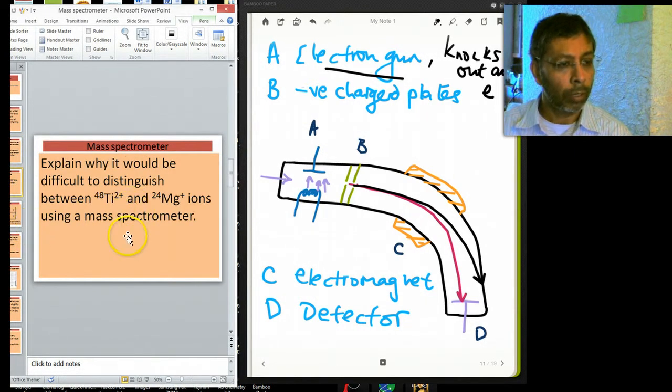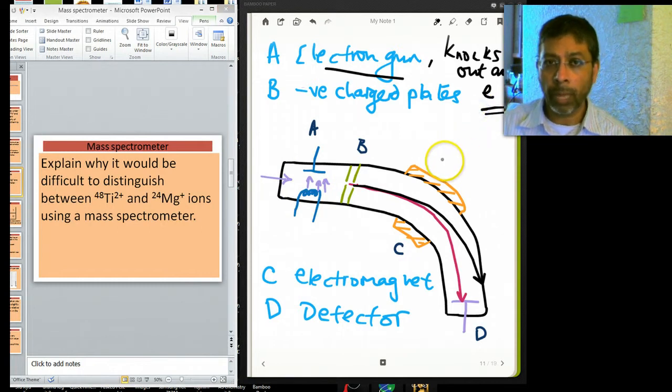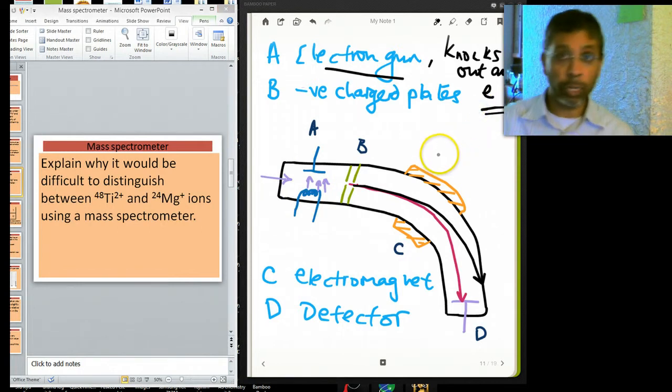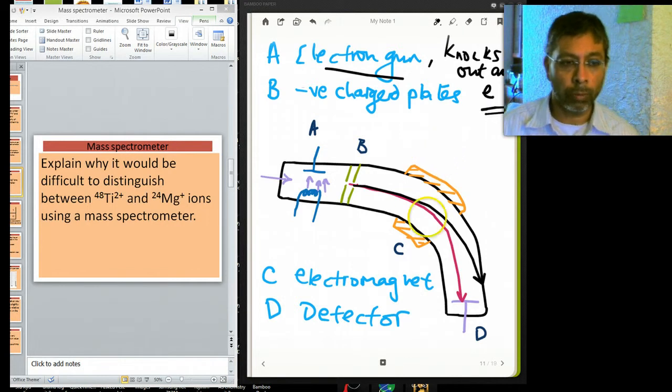Okay, right, next. Explain why it would be difficult to distinguish between these two ions, titanium-48 2+ and magnesium-24 1+. Now remember what I said before, that the electron gun knocks out an electron, but rarely you might get two electrons knocked out. We'll come back to that in a minute.